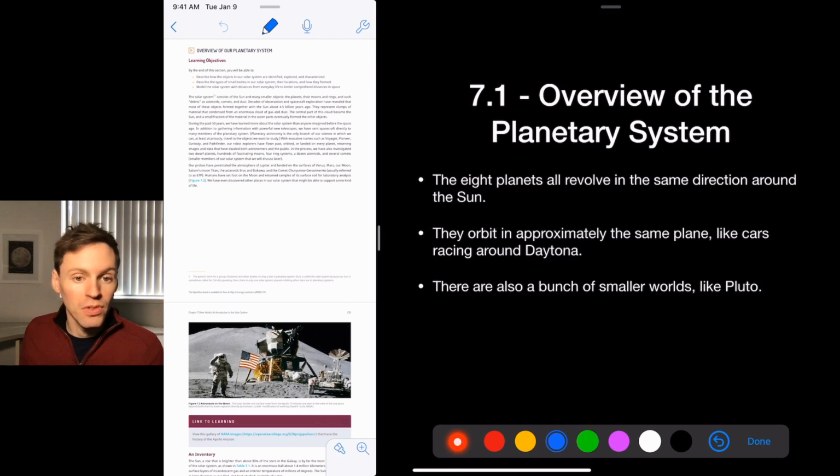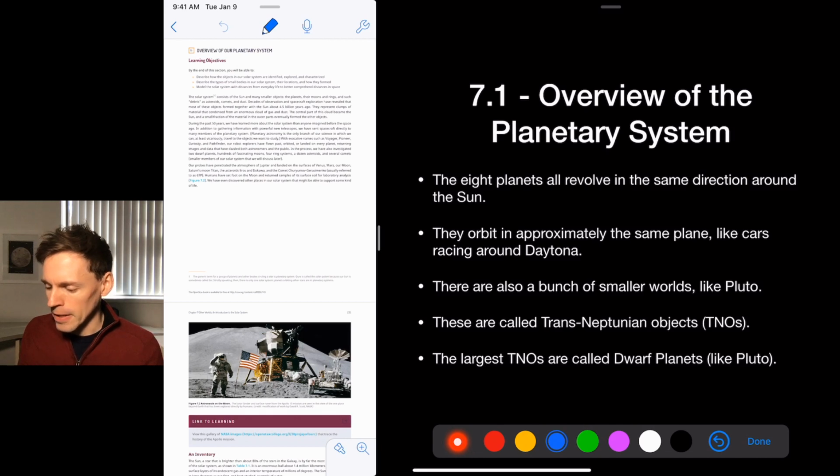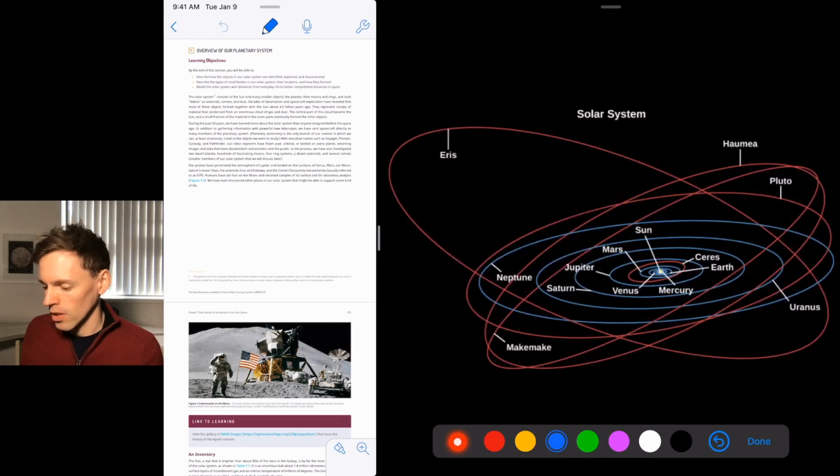There are also a bunch of smaller worlds out there, like Pluto, and Pluto is one of a class of objects called TNOs, or trans-Neptunian objects. They are way out beyond Neptune. And the largest of these objects are dwarf planets like Pluto, but there is a dwarf planet in the asteroid belt, and that's Ceres here.